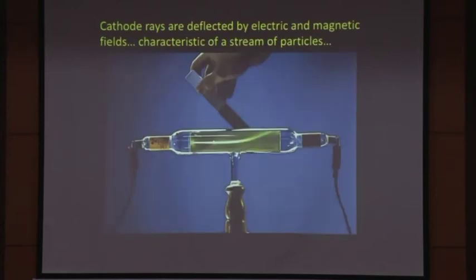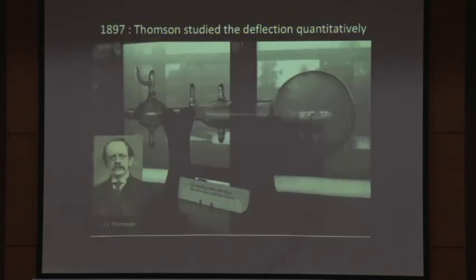And what is a cathode ray? At that time, the cathode ray was known to deflect under electric and magnetic fields. This is just an illustration. And then this gentleman, Thomson, in 1897, studied the properties of the cathode ray in a closed chamber.